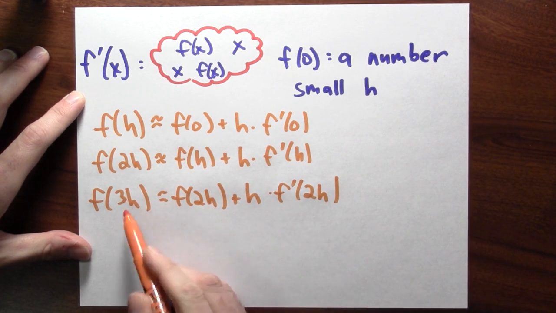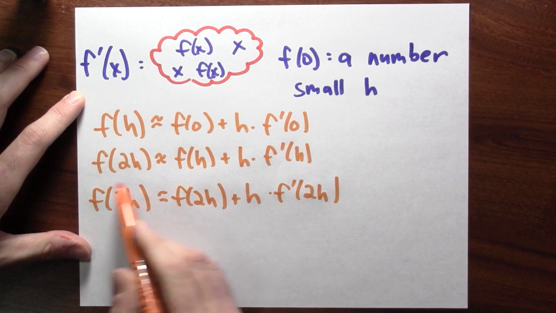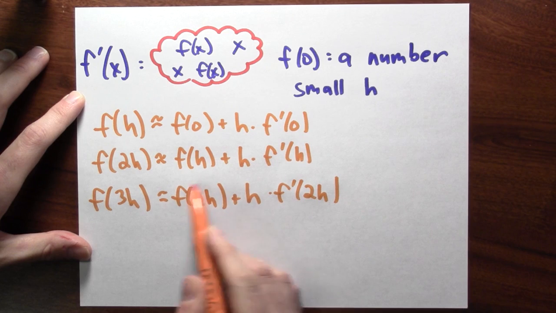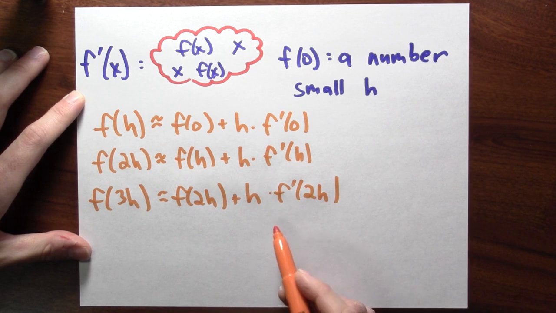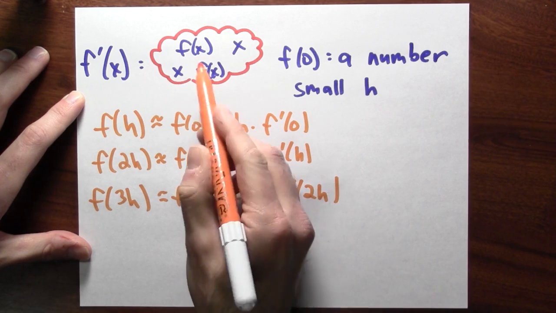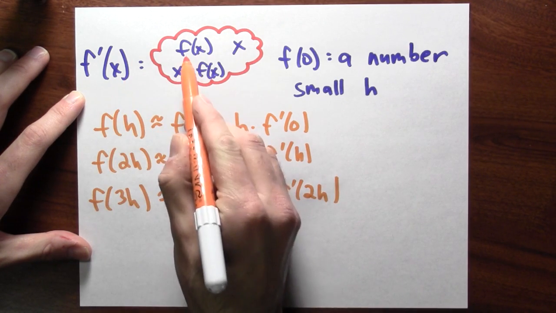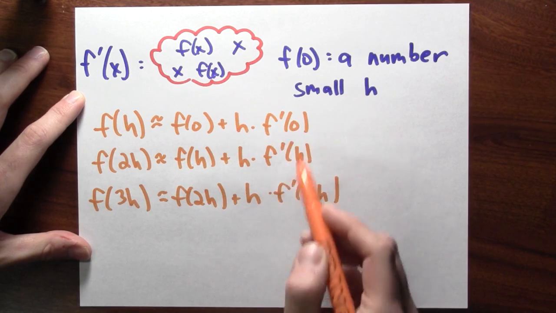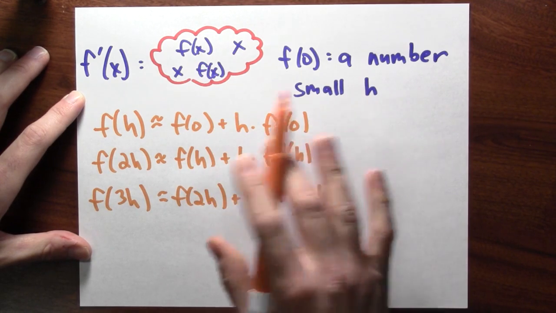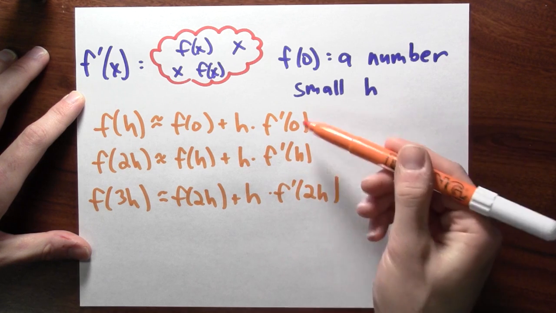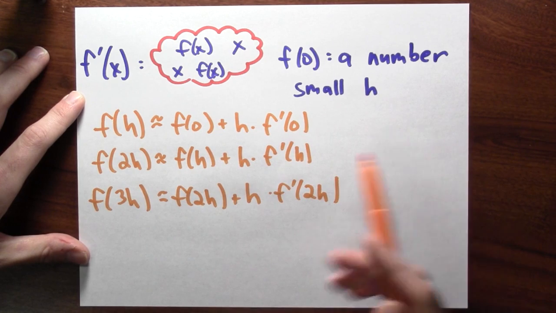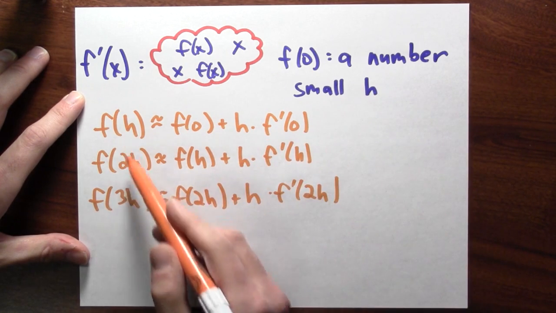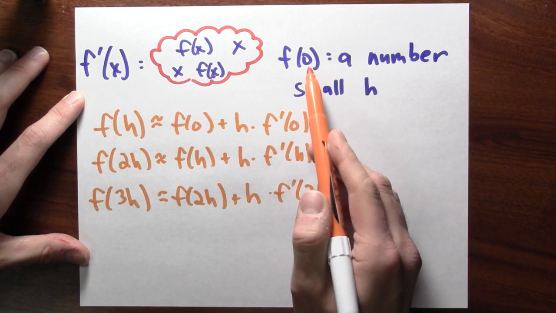To go from 2h to 3h, I add h. So f of 3h is approximately my function's value at 2h, which I've already approximated, plus how much I change the input by, times the derivative at 2h. And this I can also approximate because my formula for the derivative just involves things I already know, at least approximately, right? I know the value of f at 2h approximately. And I can just keep on repeating this to move myself further and further to the right and approximate values of the function that are potentially very far away from 0.